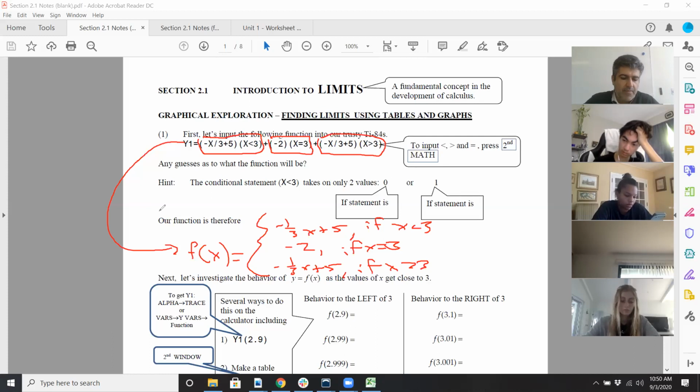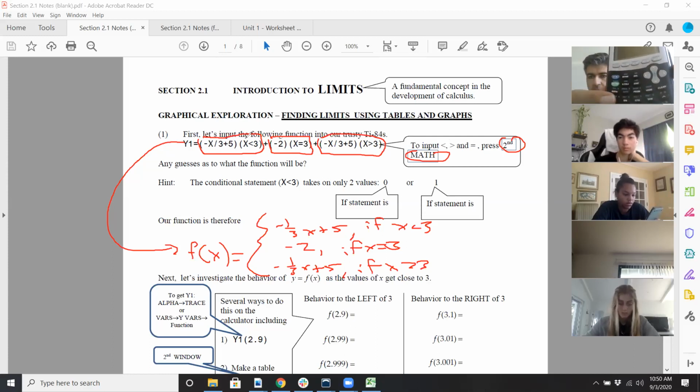as I see it. By the way, if you need to do the inequality symbols, you have to hit second and then math. That's where you can locate the inequality or the equal symbol. So all those mathematical symbols. So when you have to say x is less than 3, you have to hit second and then math. And then you can see that menu show up. It's called the test menu. And then you pick the symbol you need. So obviously I need less than 3.